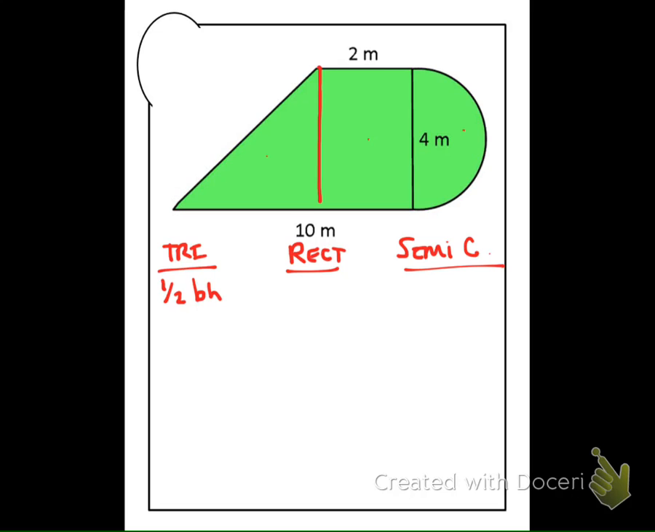Triangle is 1/2 base times height, rectangle is the base times height, and a semicircle is going to be my pi times radius squared, just like I would normally do for a circle, but I want to divide that by 2 because it's only half of that circle.